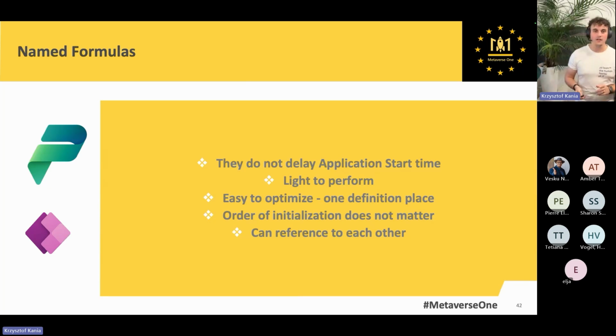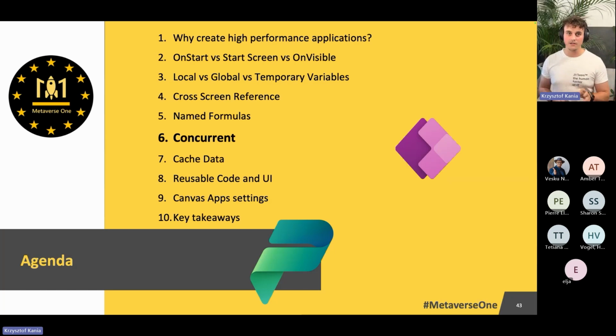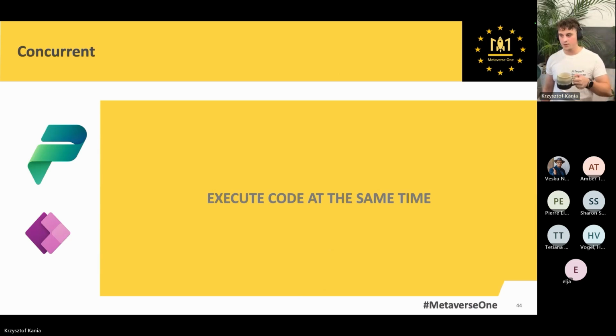And while we are talking about the order of variables, which is greatly solved in named formulas, we'll go to the concurrent section. So we will cover how, by default, Canvas apps call the data. So, quick break.